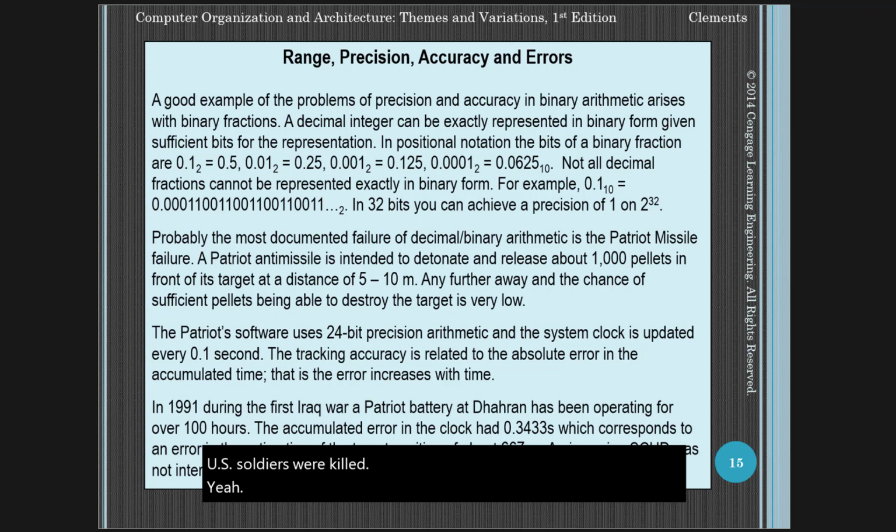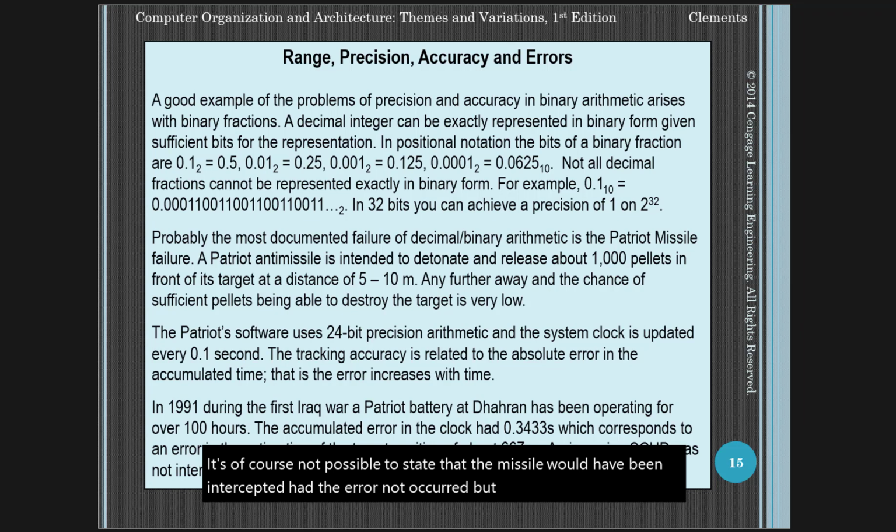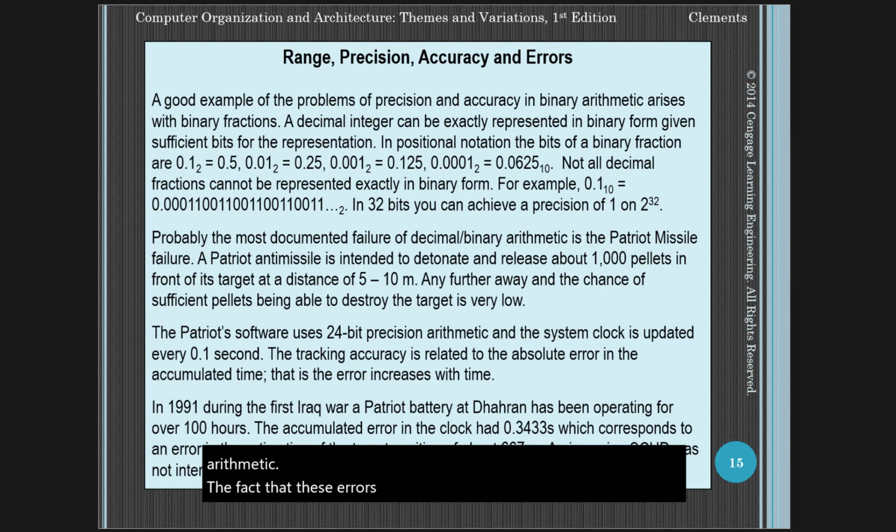It's a great example because it's of course not possible to state that the missile would have been intercepted had the error not occurred, but it is possible to say that the error guaranteed that the system would fail. And so this is a pretty dramatic example of the consequences of failure to appreciate the effects of finite precision in binary arithmetic. The fact that these errors can exist is basically what we want programmers to understand, and to help them either not design systems built around these kinds of errors or to understand the handling of precision to prevent these kinds of situations.